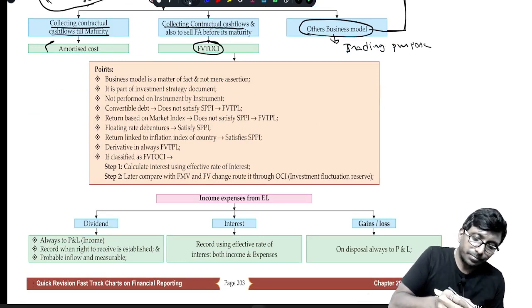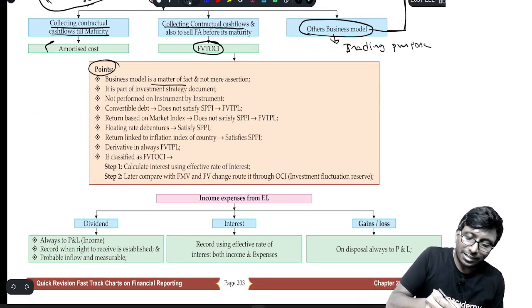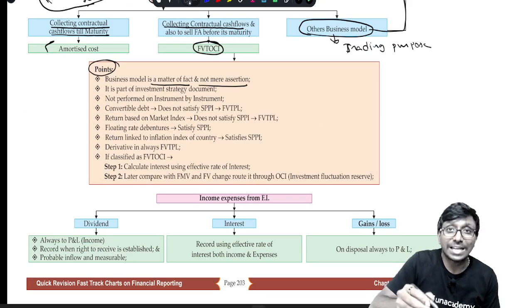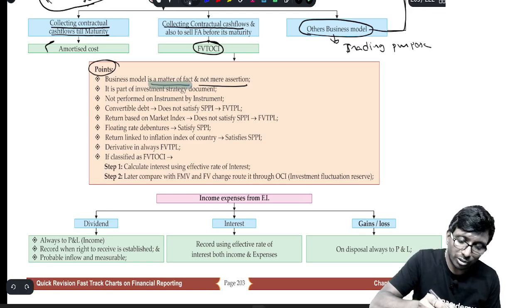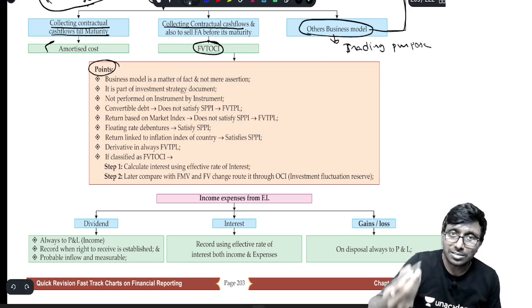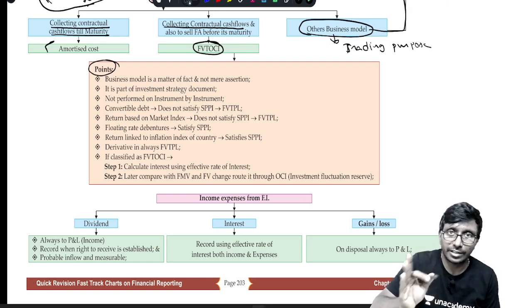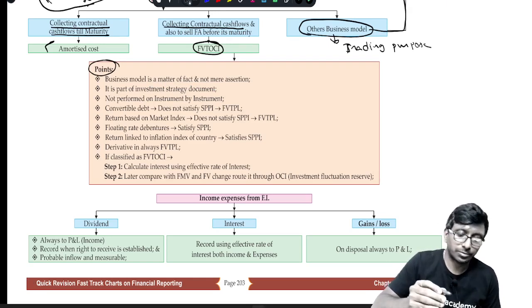Next, points. Business model is a matter of fact, not mere assertion. What is your business plan? What is your business strategy? You need to understand, it is not assumption. It is not my intention. Sorry, don't use the word intention. That is the wrong word to use.